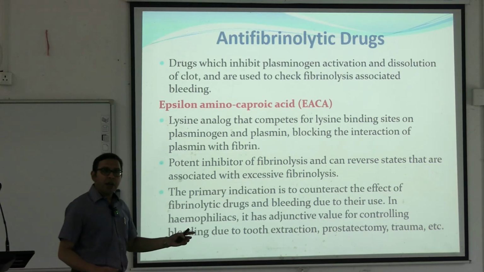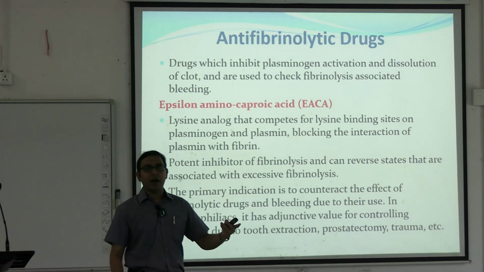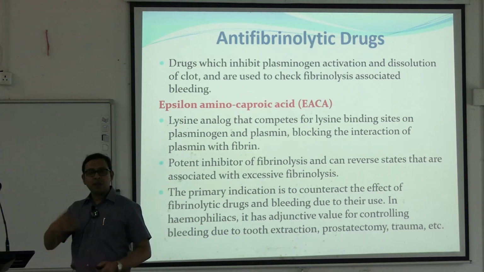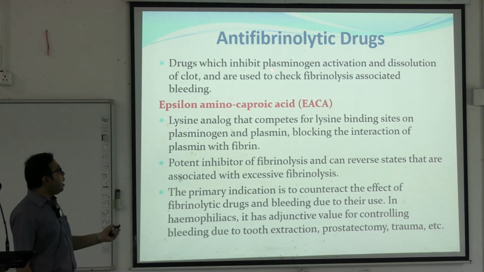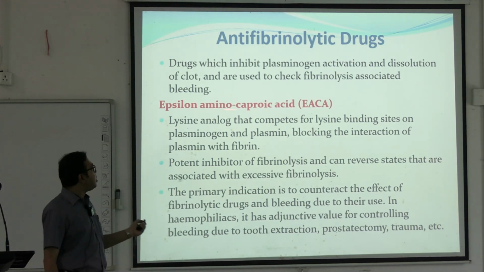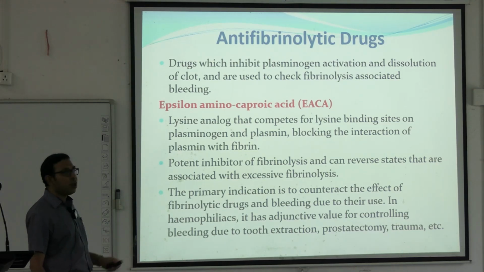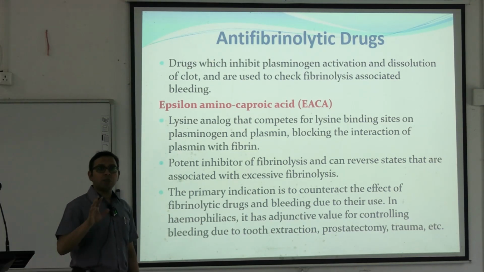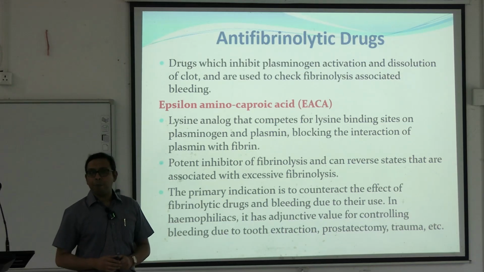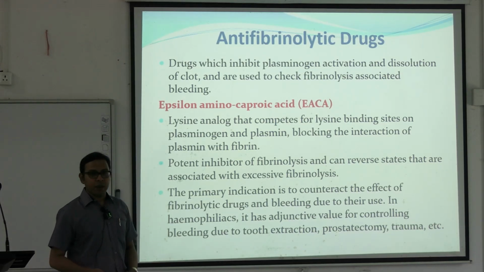Antifibrinolytic drugs. Previously we have read about the fibrinolytic drugs. Antifibrinolytic drugs are just the opposite. They inhibit plasminogen activation and dissolution of the clot and are used to check fibrinolysis-associated bleeding. There are two drugs most commonly used, epsilon aminocaproic acid and tranexamic acid.